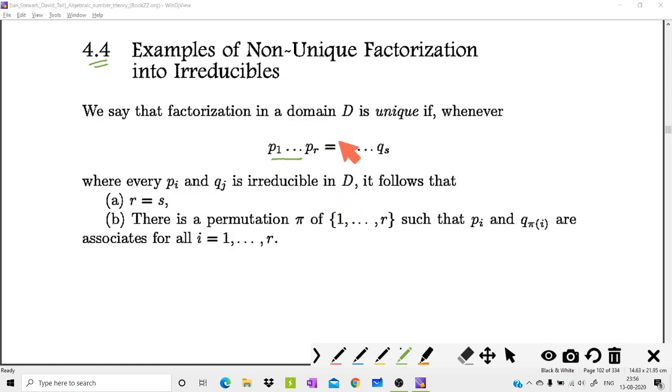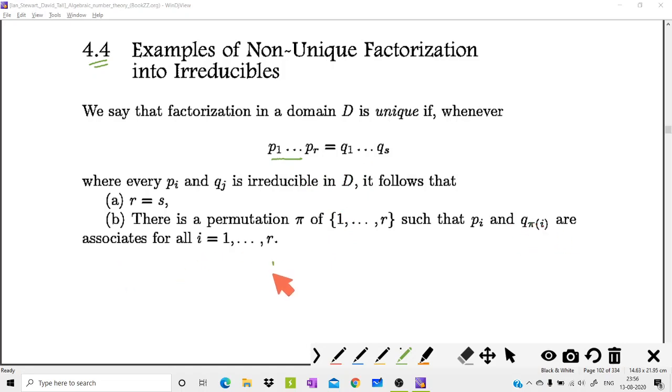then, in order to say that this factorization is unique, we need, first, that r is equal to s, and the second condition is that there is a permutation between these suffixes. That is, there exists a permutation pi of the numbers 1, 2, 3, etc., r such that Pi and Q of pi(i) are associates.